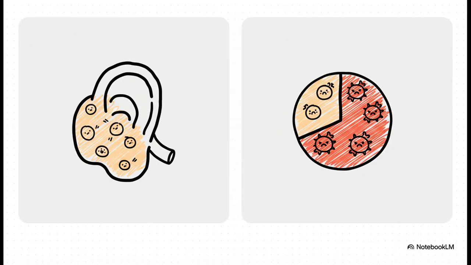And this chart just lays it out perfectly. Look at the parotid gland, the big one. 80% of its tumors are benign. But then you look at the tiny minor salivary glands and the numbers are completely flipped on their head. 75% are malignant. So the key takeaway, the rule to remember, is this: the smaller the gland, the higher the chance that a tumor inside it is cancerous.